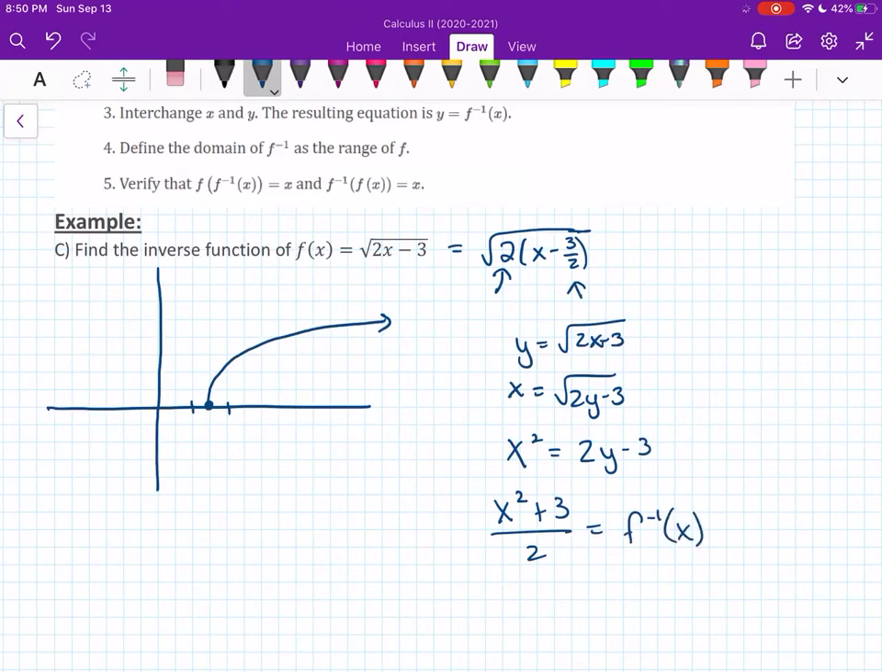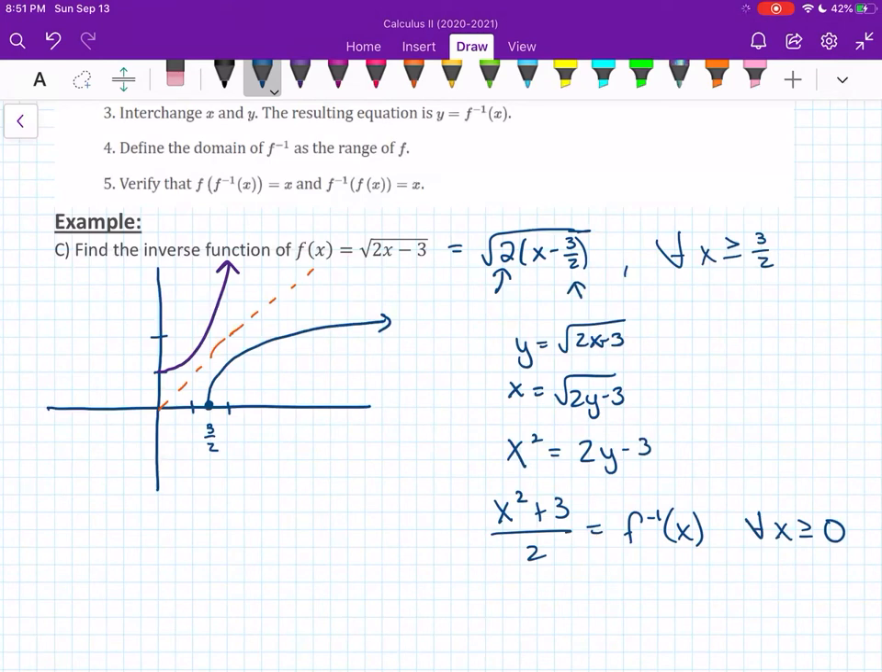Okay, so now we have to think about domain and range. My original function has a domain that starts at x equals 1.5, or 3 halves, so it's for all x greater than or equal to 3 halves. That's going to be the range of my new function. And we have a quadratic here. If I'm going to graph this one, remember that they are reflections of each other over the line y equals x, which can help you think about how to graph it. It's going to look like this. And if I look at this, my domain is going to be for all x greater than or equal to 0.